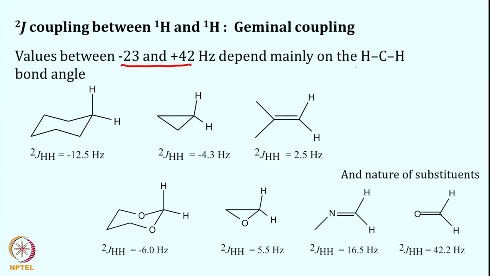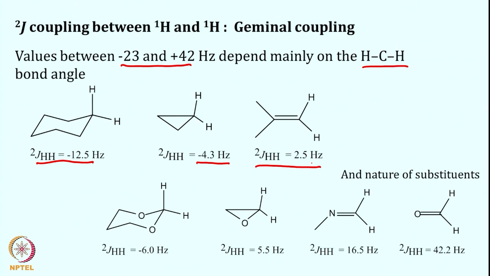So let us look at some of the two bond coupling, geminal coupling, and that is dictated by the bond angle between HCH here. In this case, the two bond coupling is minus 12.5 hertz. The same two bond coupling between these two decreases and becomes minus 4.3. So if you look, the bond angle is changing here. Here also there is two bond coupling, and because of the bond angle change it is 2.5 hertz. So as we move from here, the sign of the J coupling is changing and the bond angle is changing, and that is how it is also decreasing in magnitude.